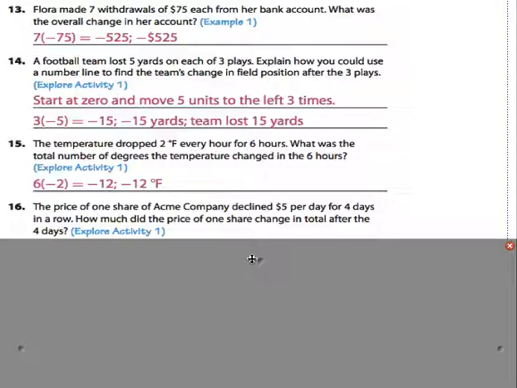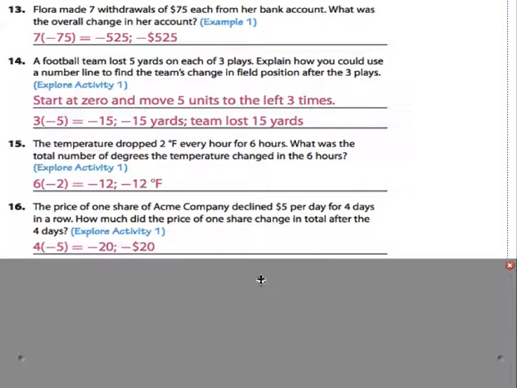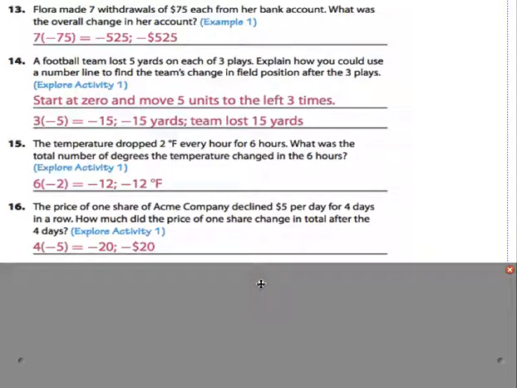Number 16, the price of one share of the Amici company declined $5 per day for 4 days in a row. How much did the price of the share change in total after the 4 days? 4 times negative 5. So 4 times 5 equals 20, and you have to add that negative sign. So negative $20.